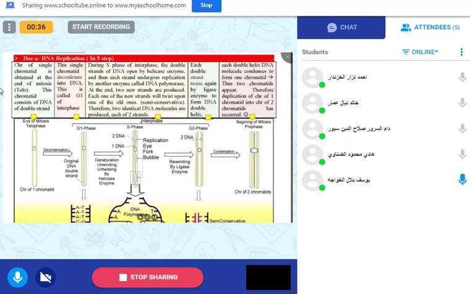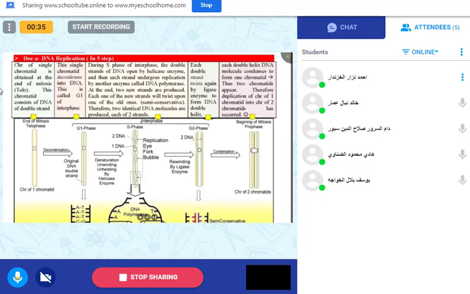Single chromatid. Decondenses into DNA. This is called the G1 of interphase. So during G1, the chromosome decondenses into DNA. Now it has become a thread of DNA.